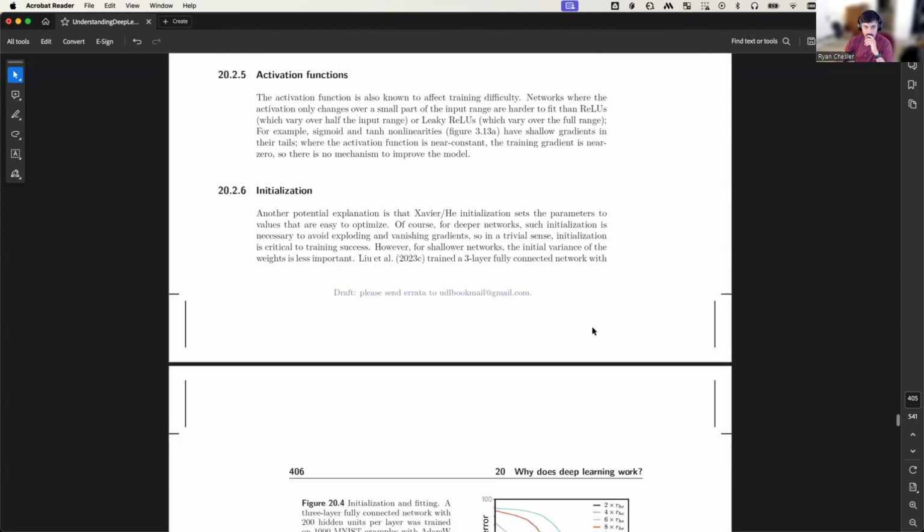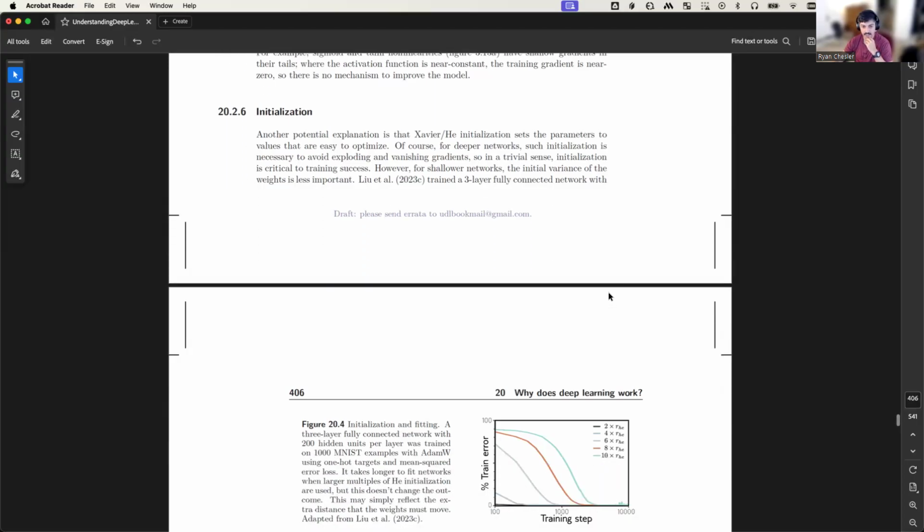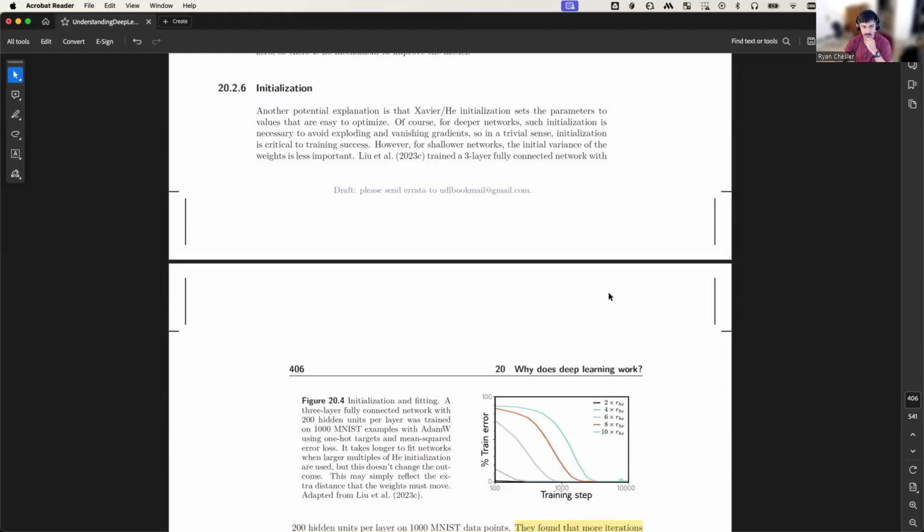They talked for a bit about activation functions and how those have an impact. Depending on which activation function you choose, you can have different convergence patterns, and you can have difficulties in different regions. And they mentioned the initialization as well.